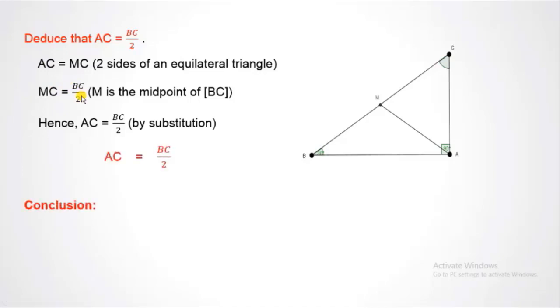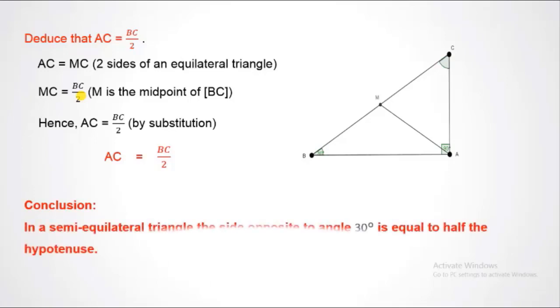What do you conclude? The conclusion is, in any semi-equilateral triangle, the side opposite to angle 30 degrees is equal to half the hypotenuse. So here we have a semi-equilateral triangle. In any semi-equilateral triangle, the side opposite to the angle 30, which is AC here, is equal to half the hypotenuse, and that's what we just proved.